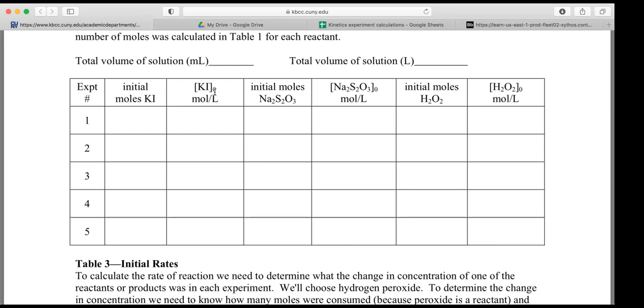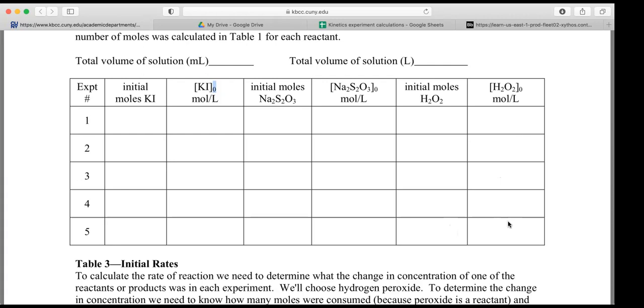Remember, the bracket notation means concentration. So concentration of KI, the 0 means initial. So you find the initial molarity by taking the initial moles of the substance and dividing by the volume in liters. So what would we divide it by? We would take this number here and divide it by our volume, which is 0.5 liters. Dividing by 0.5 is going to double that number. Same thing for the Na2S2O3, same thing for the H2O2. You take the initial moles from table 1, divide by 0.5, and that gives you your initial concentration.